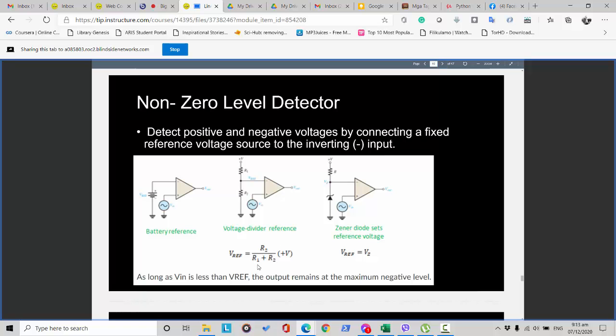The formula to compute the reference voltage in a voltage divider reference is equal to R2 divided by R1 plus R2, multiplied by the positive input voltage. For the Zener diode, our reference voltage will be equal to the voltage of the Zener diode, whatever it is.